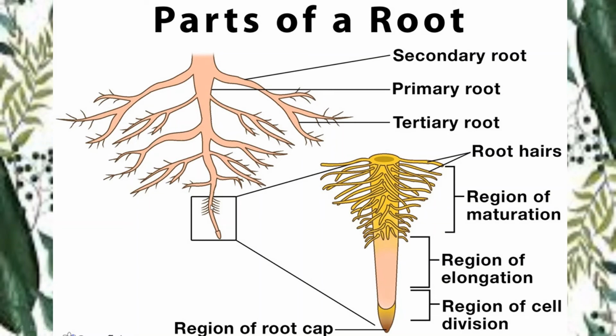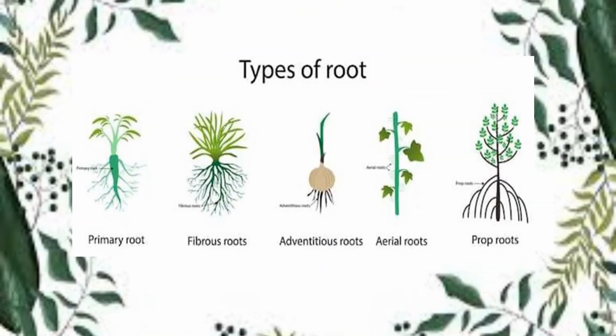Clear? See, this is the primary root, the main root system which goes deep down into the soil to anchor and absorb water for the plants. So this is the main root or the primary root. From there the secondary roots develop. And from the secondary roots, further roots called tertiary roots develop. So, clear parts of the root.